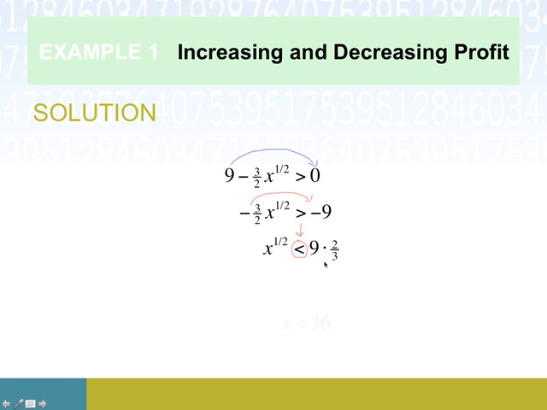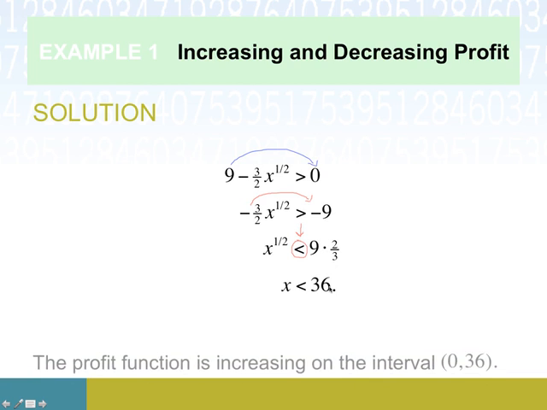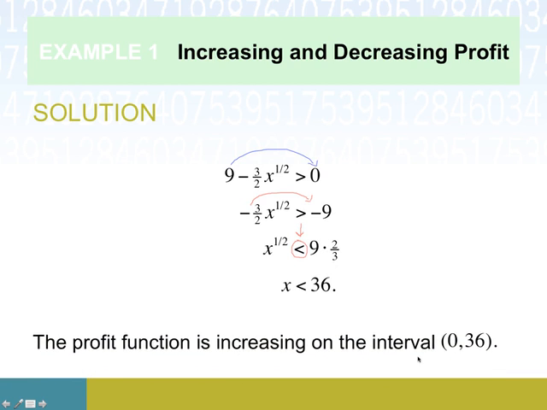We could tidy that up a little bit. And then to get rid of the 1/2 power, this is just like a square root, so we could square both sides. But let's see, this looks like 18/3, which is just 6. 6 squared is certainly 36. Okay, so profit function's increasing on the interval 0 to 36.